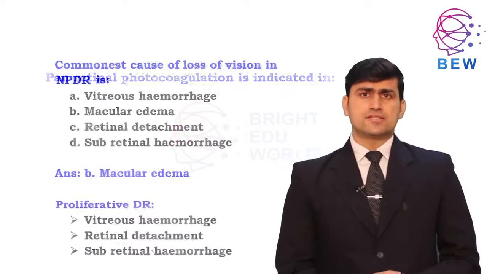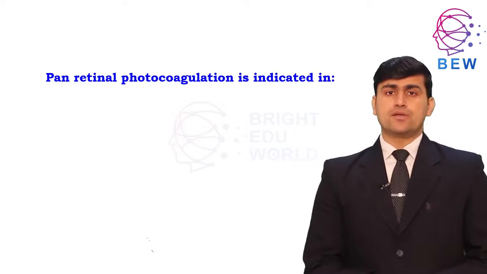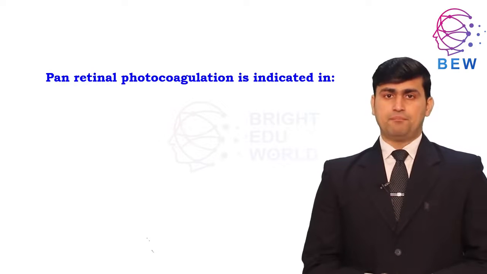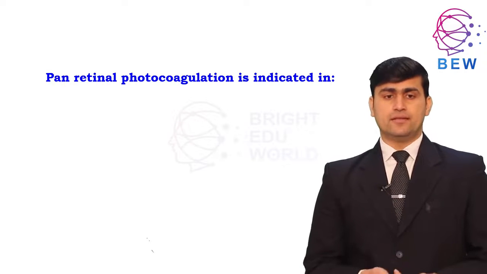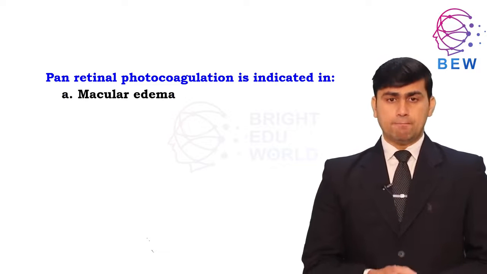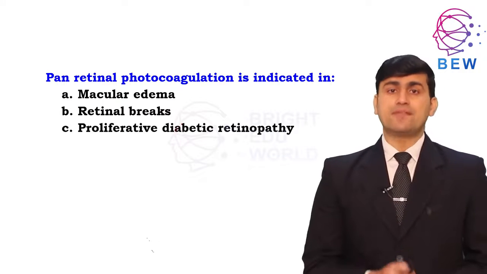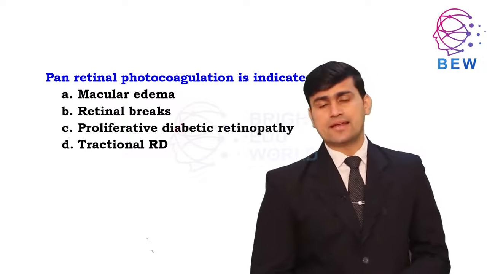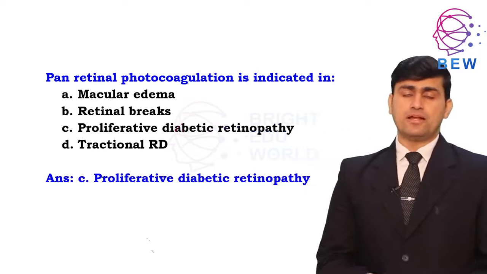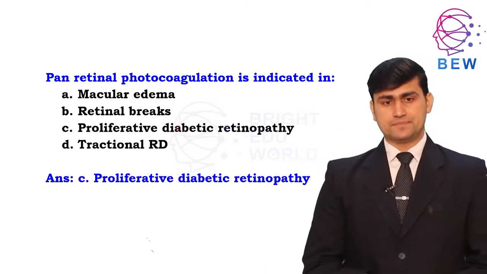Now next question is, pan-retinal photocoagulation is indicated in: options are A. Macular edema, B. Retinal breaks, C. Proliferative diabetic retinopathy, and D. Tractional RD. So what is the correct answer? Correct answer is C. Proliferative diabetic retinopathy.